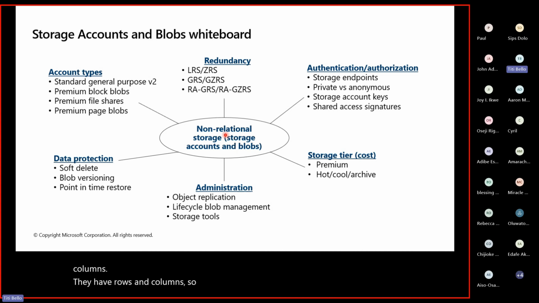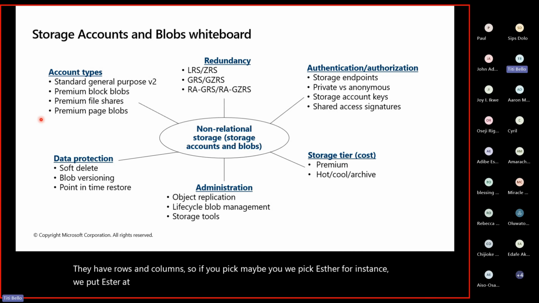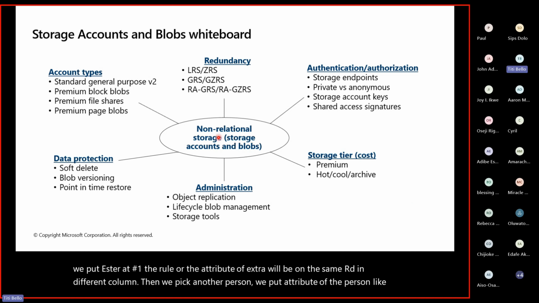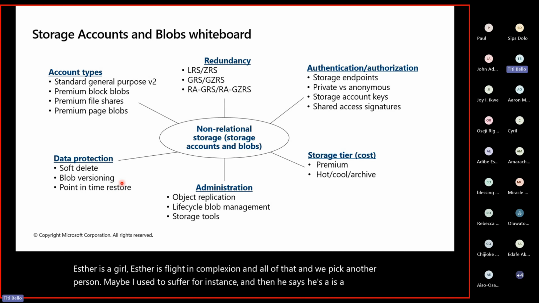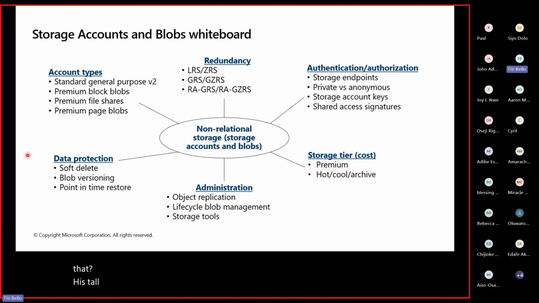So if we pick, maybe, Esther, for instance, we put Esther at number 1 on the row. All the attributes of Esther will be on the same row in different columns. Then we'll pick another person. We put attributes of the person, like Esther is a girl, Esther is light in complexion, and all of that. And we pick another person, maybe Aisusa, and then you say is a male and is dark, is tall. You just put all of those. So everything you can put on a single row like that, because it's organized, is called structured data.